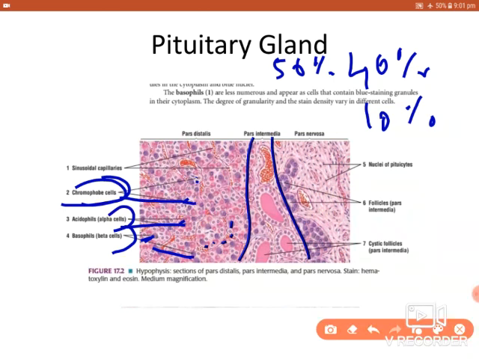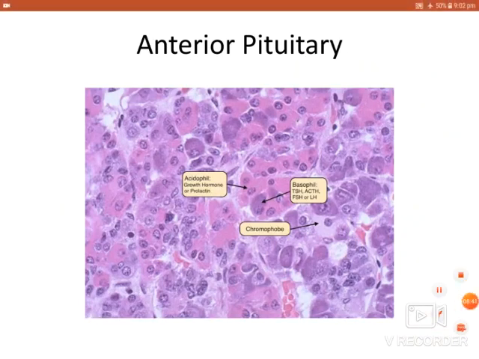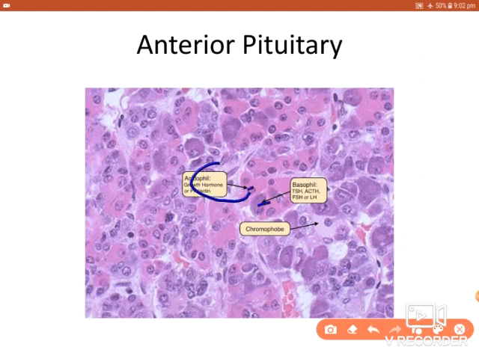Here you can see the acidophils, the basophils, and the lightly stained chromophobes. This region is highly vascular. You can see the sinusoids, the fenestrated capillaries.